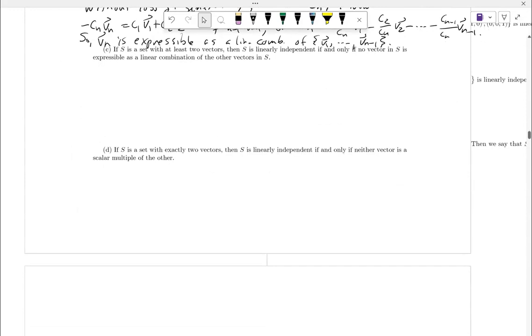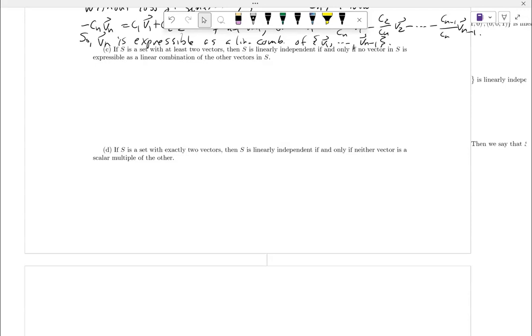Notice the last part here is just saying if you have exactly two vectors, well, the previous theorem said that if it's linearly dependent, then I can write one of the vectors as a linear combination of the others. Well, there's only one other vector, right? So if it's linearly dependent and has two vectors, then one of them has to be a scalar multiple of the other. So if it's linearly independent, then neither is a multiple of the other. So this is just a special case. And the special case helps if you can look at a set and say one vector is 3 times the other, then I know it's linearly dependent.